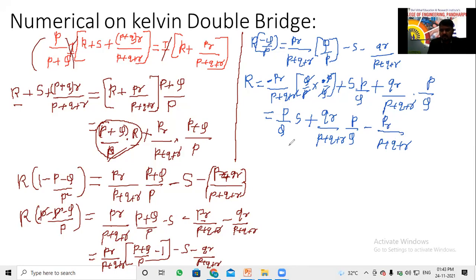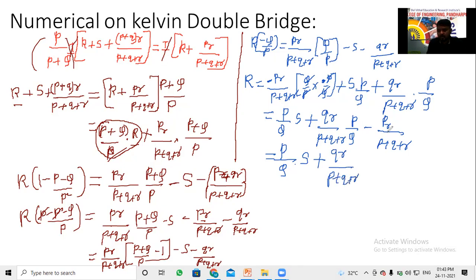Okay. Next, I will keep this one as P plus Q into S. I will keep it as it is outside only. Plus, what I will do, I will take the outside common terms. I will take outside of this one here QR, this QR is there. QR divided by P plus Q plus R I will take outside here.